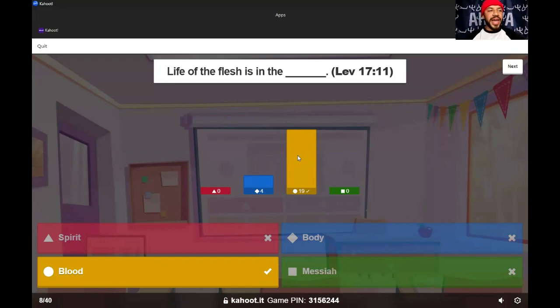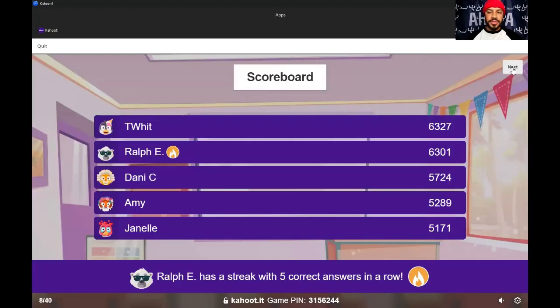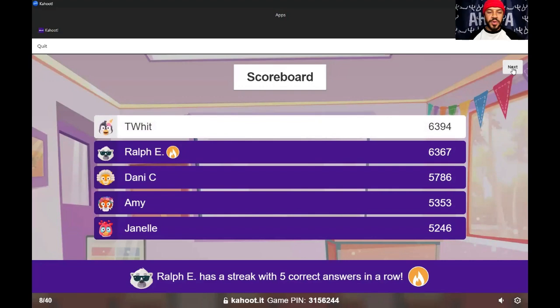For the life of the flesh is in the blood, and I have given it to you upon the altar to make an atonement for your souls. For it is the blood that maketh an atonement for the soul. Woo! That top five, man, you can't get one wrong or you will exit the top five. Staying strong up there. 5 in a row. Okay, Ralph. All right, question 9.